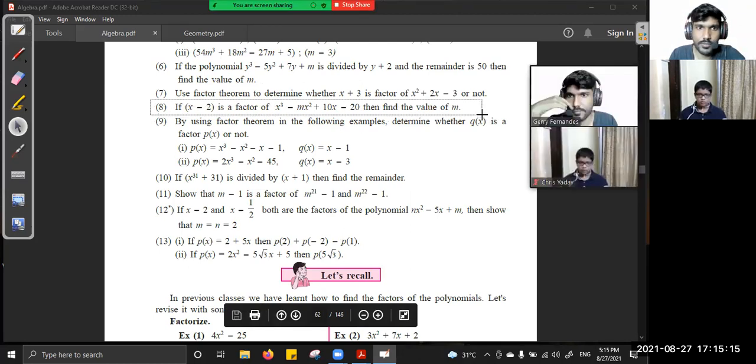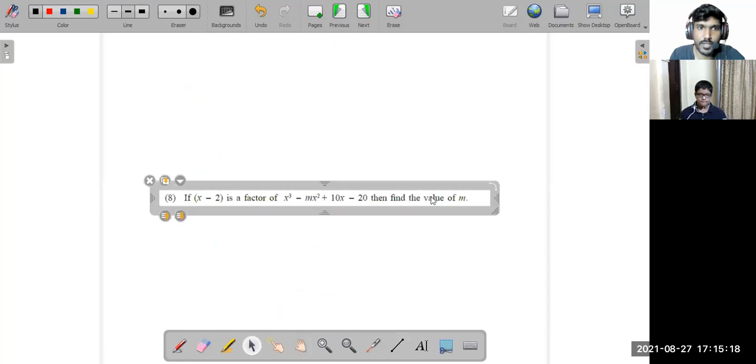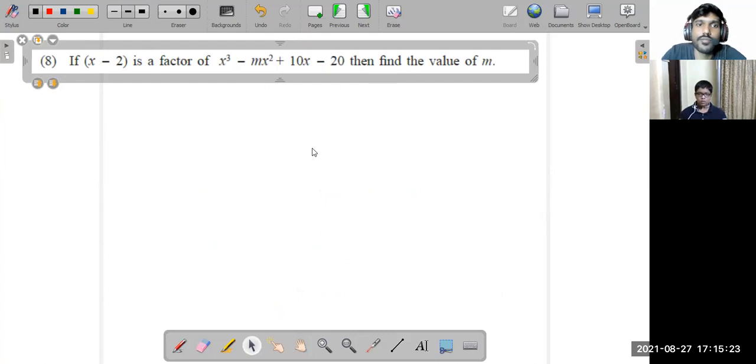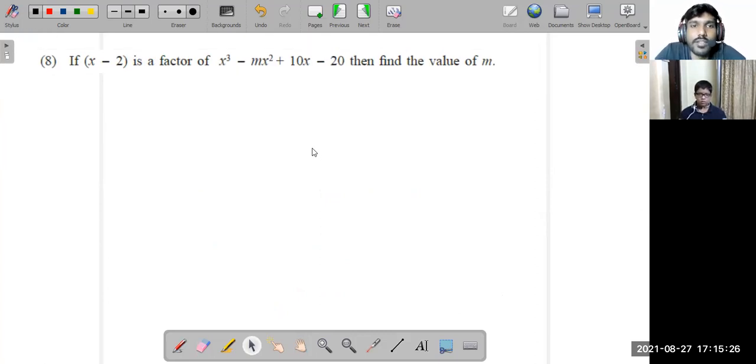So if you see the 8th one, if x minus 2 is a factor of x cube minus mx square plus 10x minus 20, then find the value of m. Now, which theorem to use here? It would be the factor theorem. Factor theorem. And we'll use the remainder theorem also.